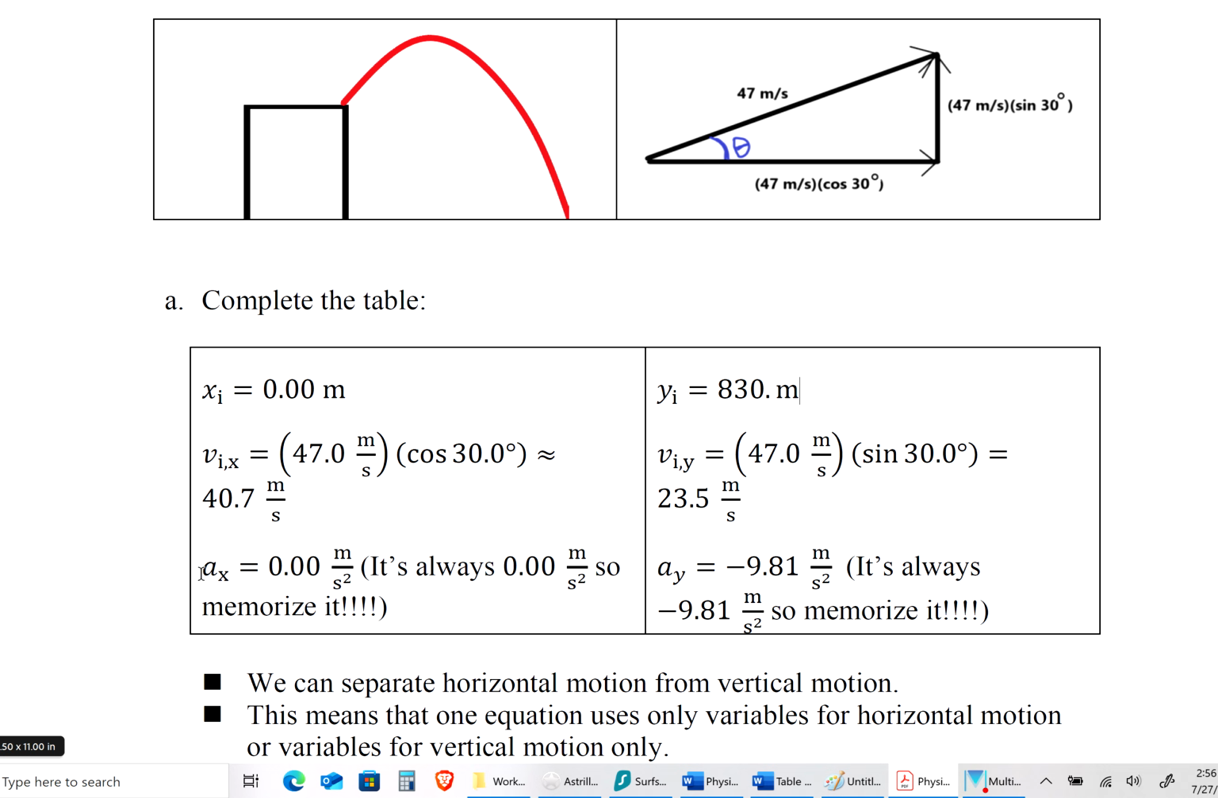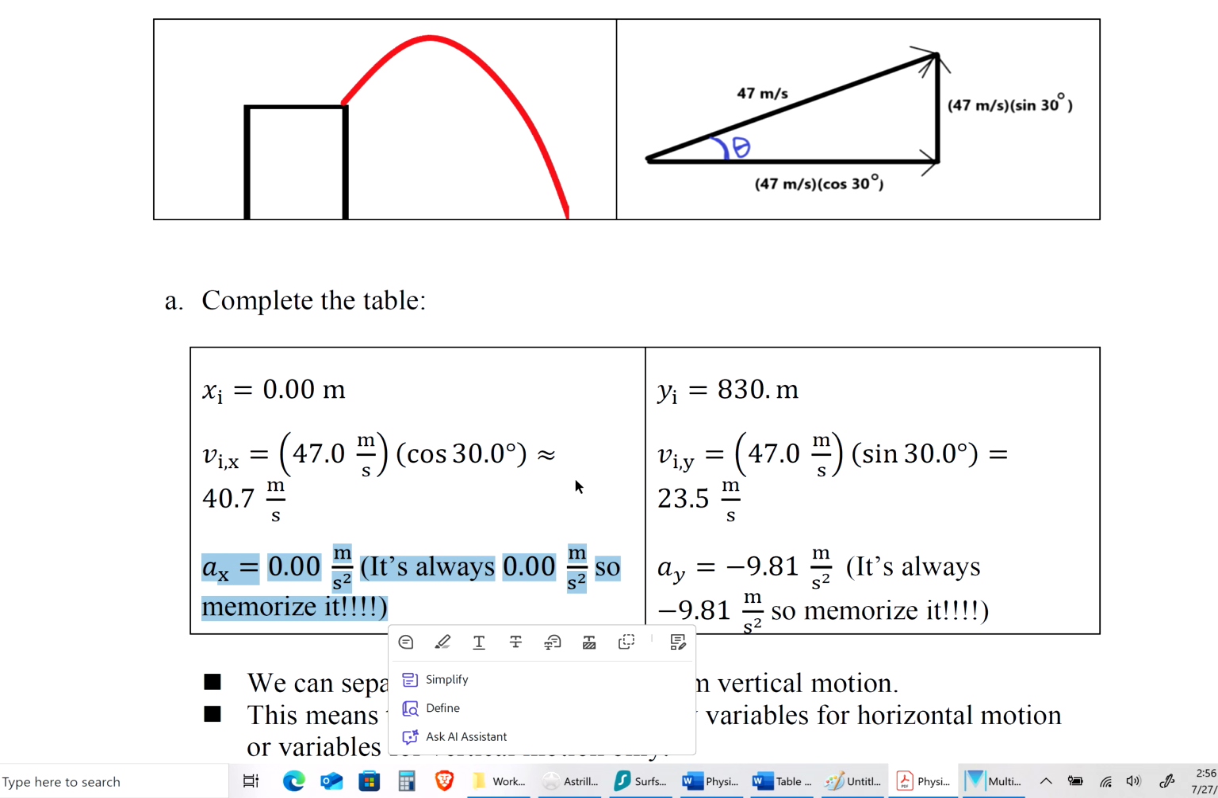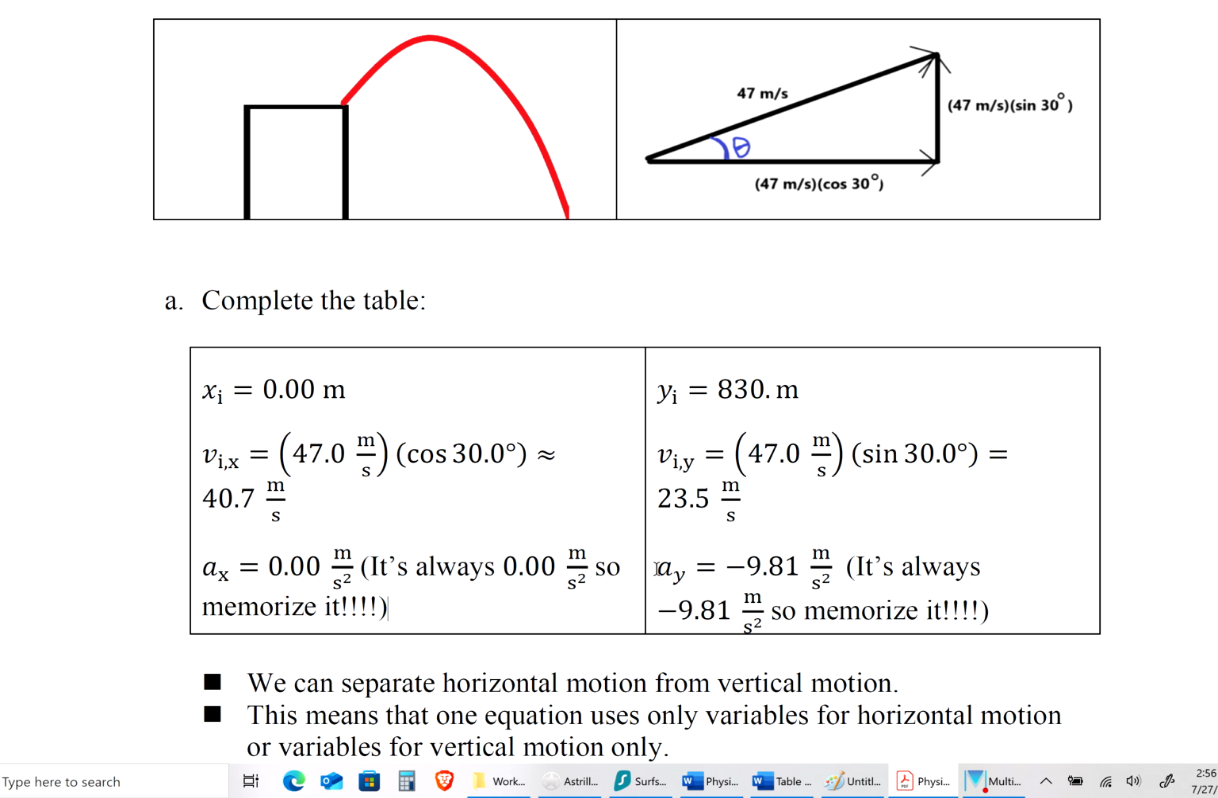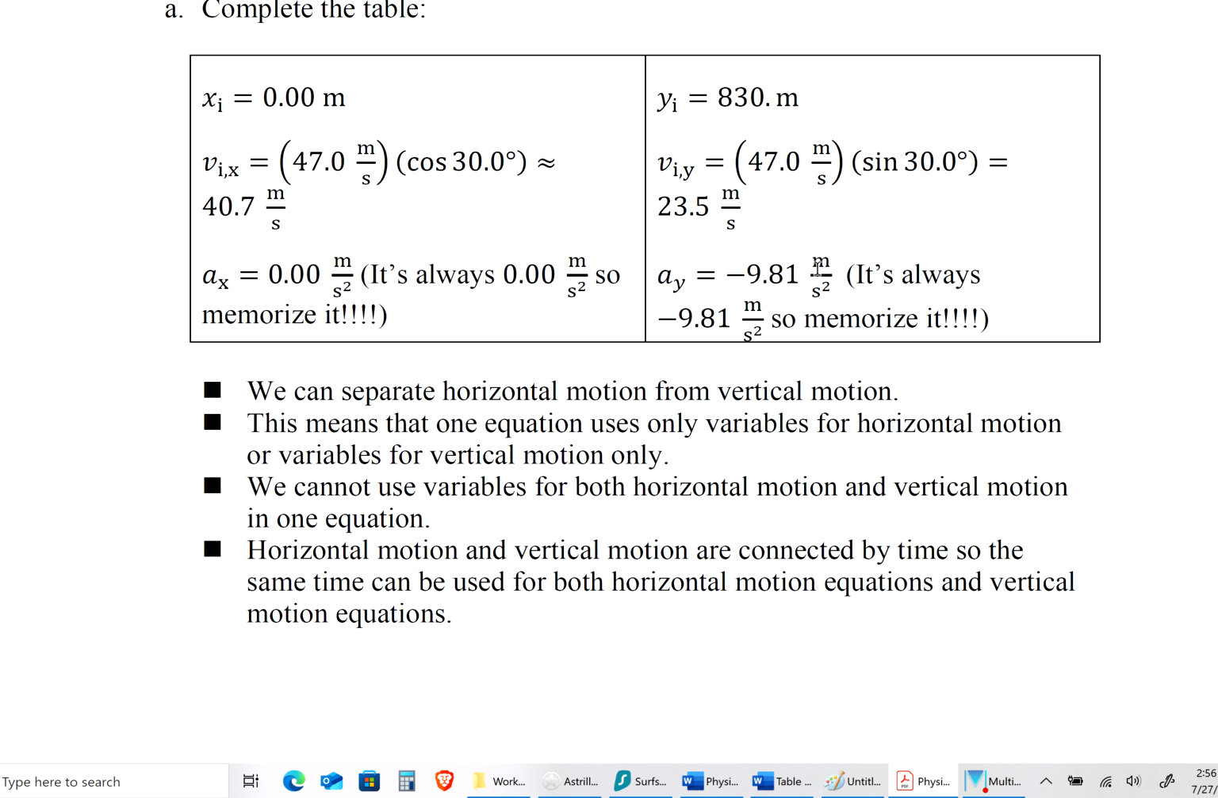A sub x is 0. It's always 0, so memorize it if there's no air resistance. A sub y is minus 9.81, because I'm saying positive y is up, so negative y is down. This is part A, just completing the table. Table is important.